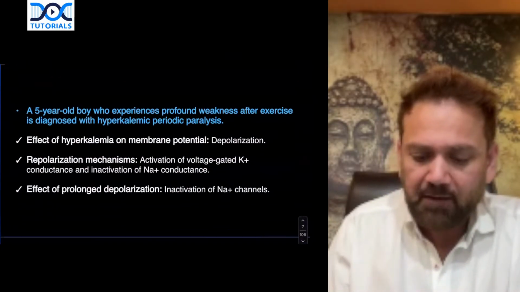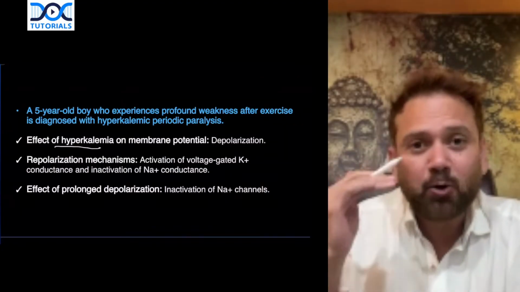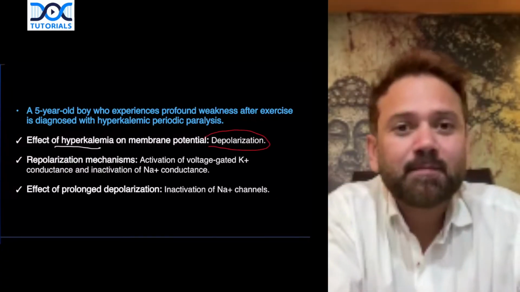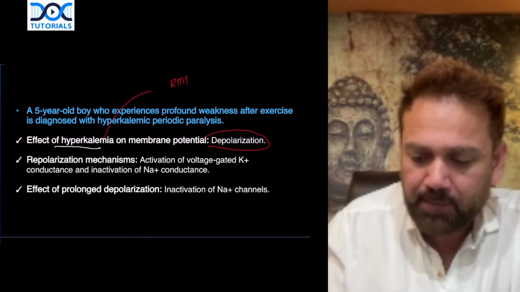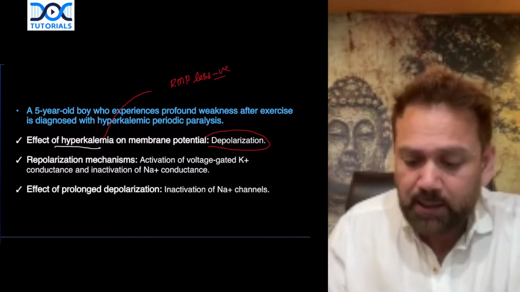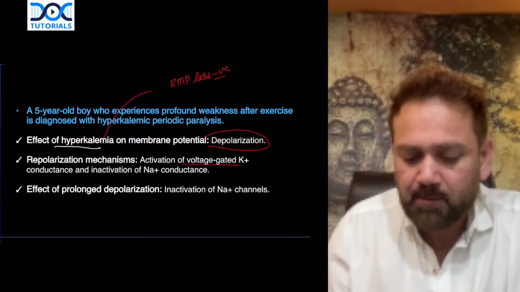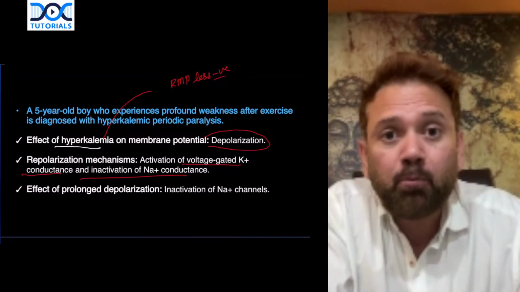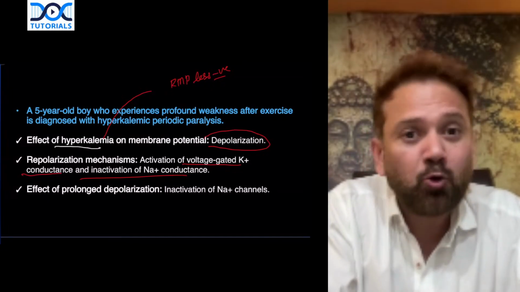Now see, effect of hyperkalemia on RMP. RMP becomes less. It will be close to the threshold, causing depolarization. Why? Because I told you in hyperkalemia, RMP becomes less negative. So it can cause depolarization. Repolarization mechanism. What is the mechanism of repolarization? Activation of voltage gated potassium conductance and inactivation of sodium channel. So when will repolarization start? Okay, opening of potassium channel and closure of sodium channel.